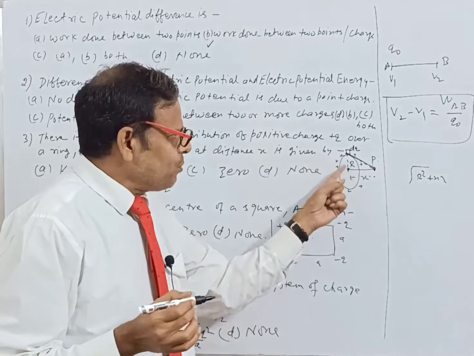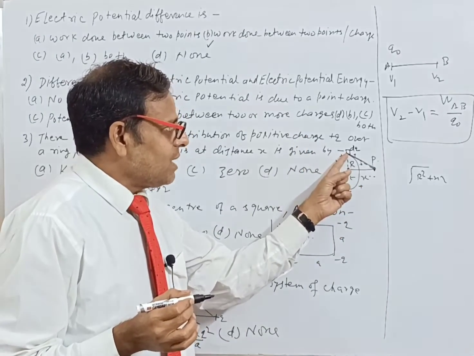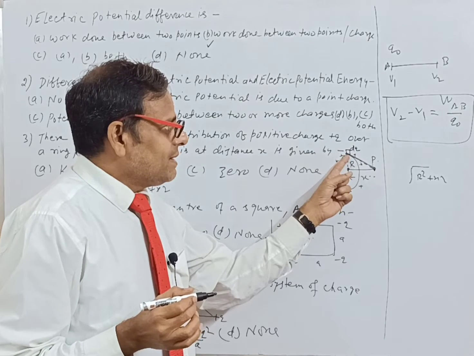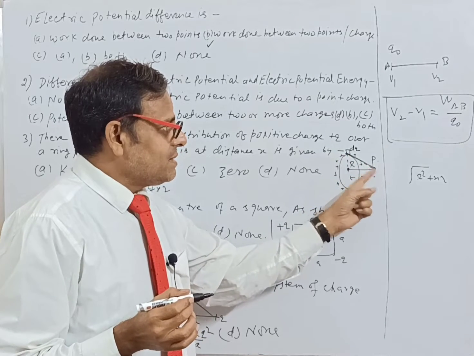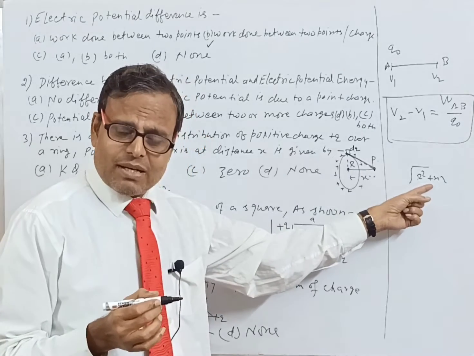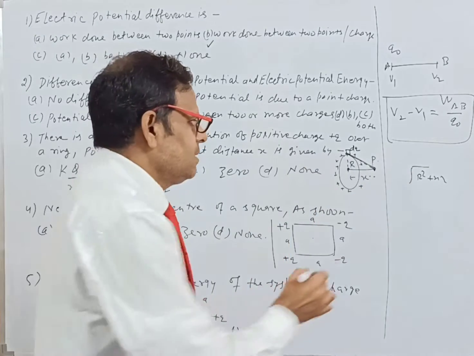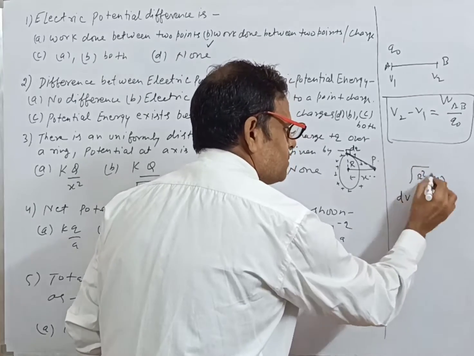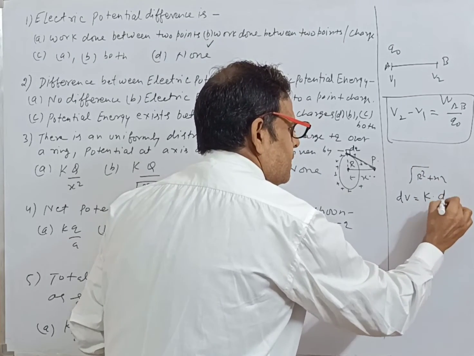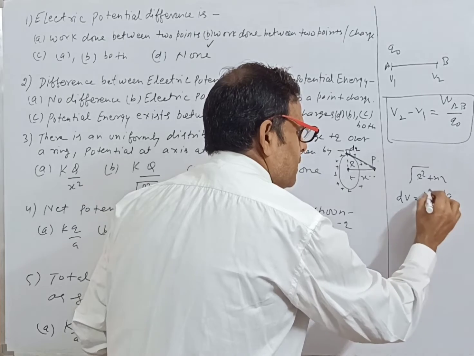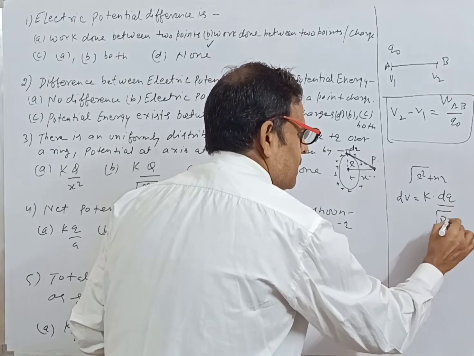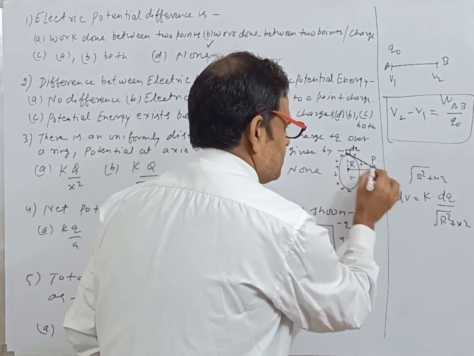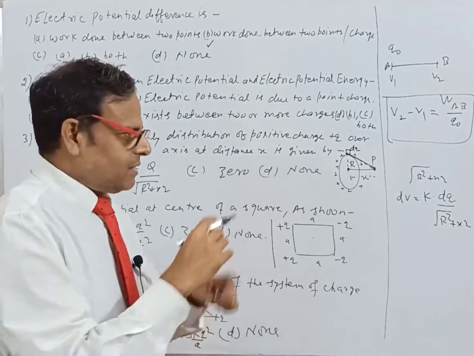dq is assumed to be a point charge, and this point charge will give a potential at point P that is at a distance of under root r square plus x square. That means the smaller potential dV at this distance is equal to k dq by under root r square plus x square. And now integrate it.